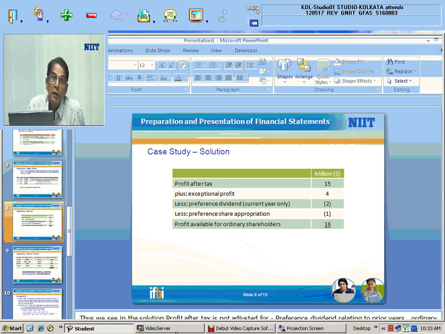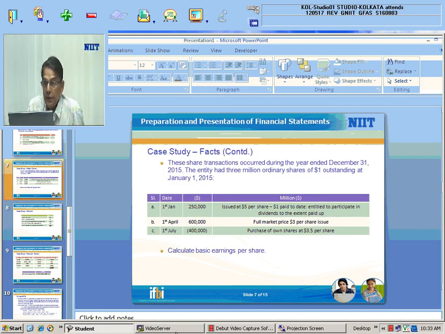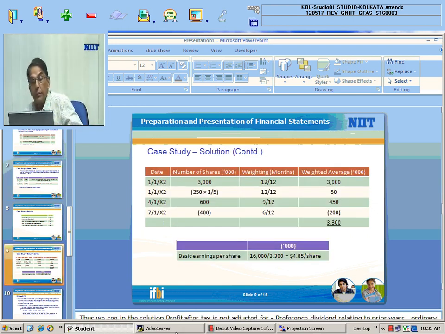Now let's look at the weighted average number of ordinary shares issued and outstanding during that accounting period. Earlier we have seen the company had 3 million ordinary shares, each of $1, outstanding at the beginning, January 1st, 2015. So on 1st January the number of shares was 3 million, that is 3,000, as we are expressing everything in thousands. That will get a weightage of 12 by 12 because these shares were issued and available for the entire 12 months.